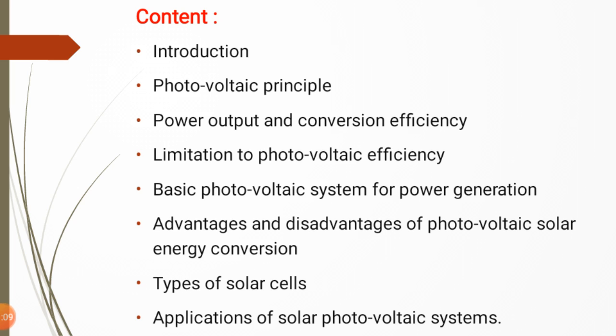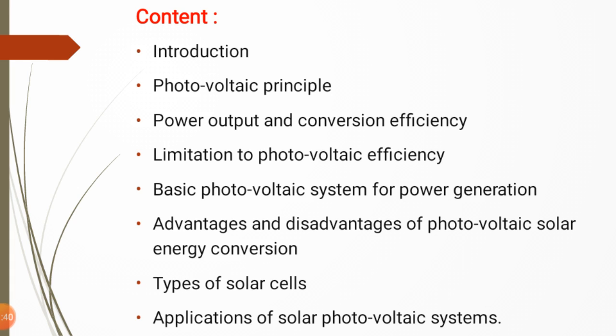The content of the third chapter is: introduction, photovoltaic principle, power output and conversion efficiency, limitation to photovoltaic efficiency, basic photovoltaic system for power generation, advantages and disadvantages of photovoltaic solar energy conversion, types of solar cell, and application of solar photovoltaic systems. These are all the points in chapter three.